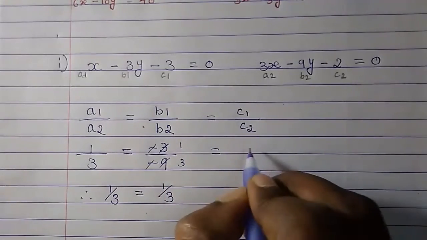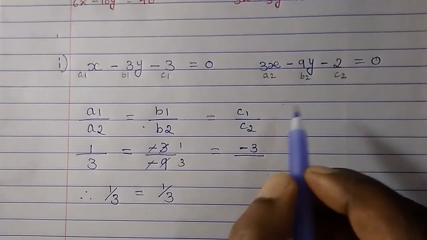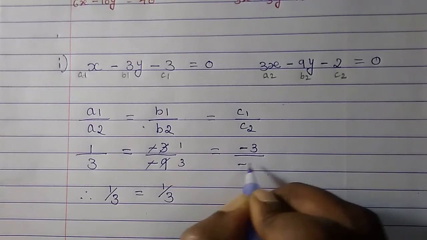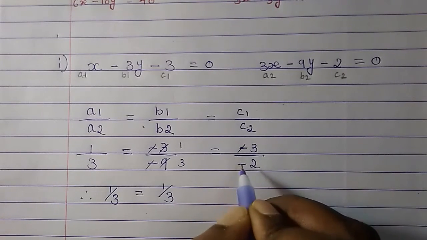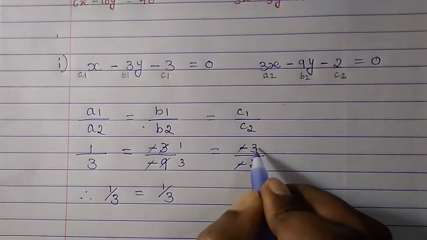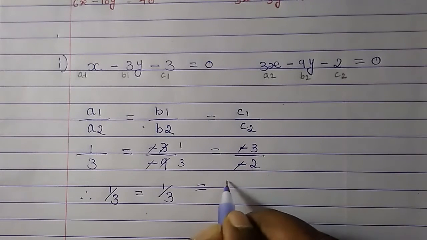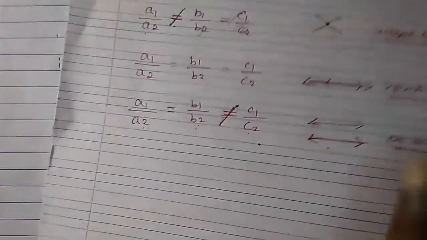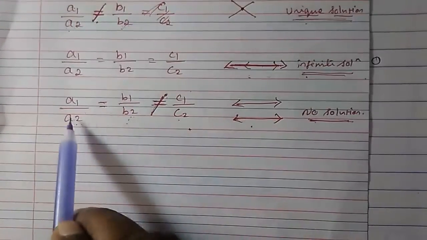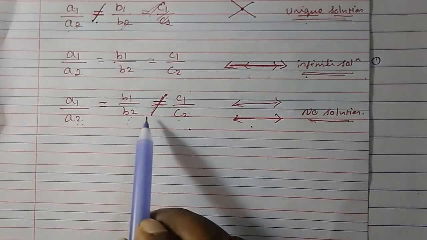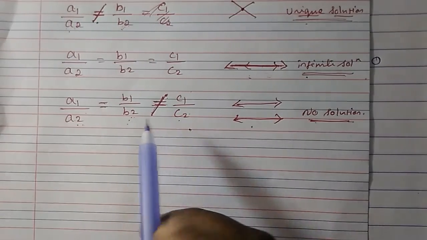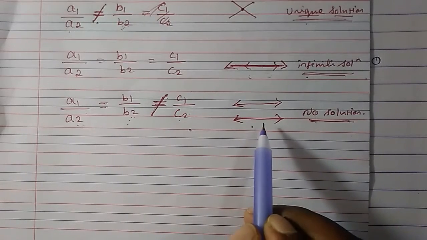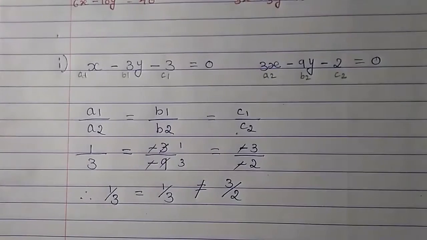c1 is what? c1 is minus 3, and c2 is what? c2 is minus 2. So both the minus will get cancelled, but then 3 upon 2 we have got. Here this is 3 upon 2. We can't simplify. So that means this is not equal. So now what is the condition we have got? I have explained to you. First two are same, but the third one is not same. It is not equal. So that means the equations will have parallel lines. Therefore, there will be no solution.